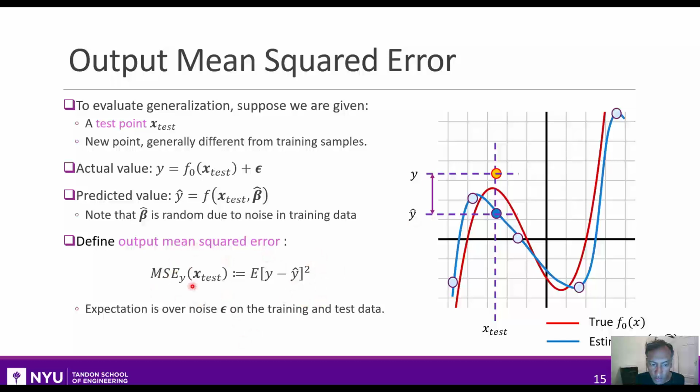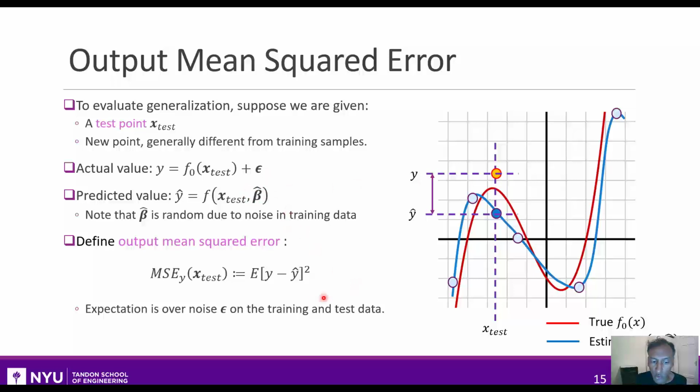Now, there's a couple important things, just mathematical details. First of all, this expectation is mathematically saying there's randomness in these outputs. And there's two sources of randomness, because there was randomness in the noise in the training data when they tried to get beta hat.